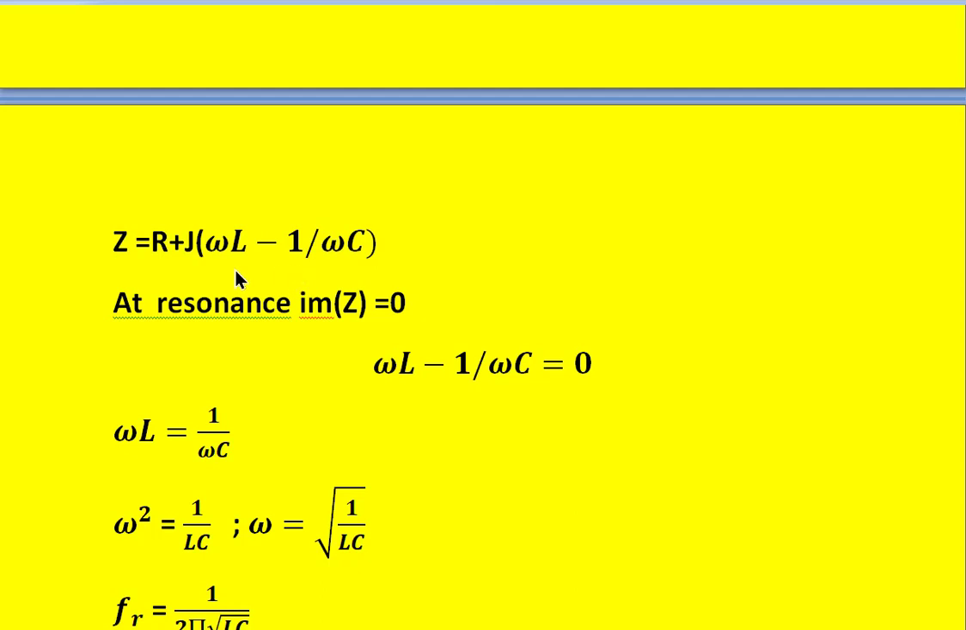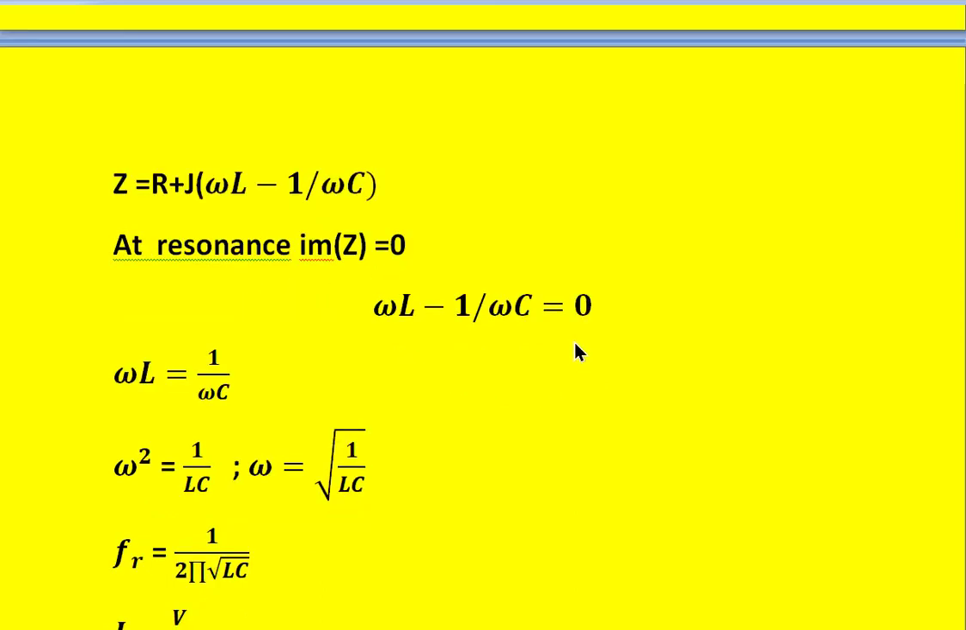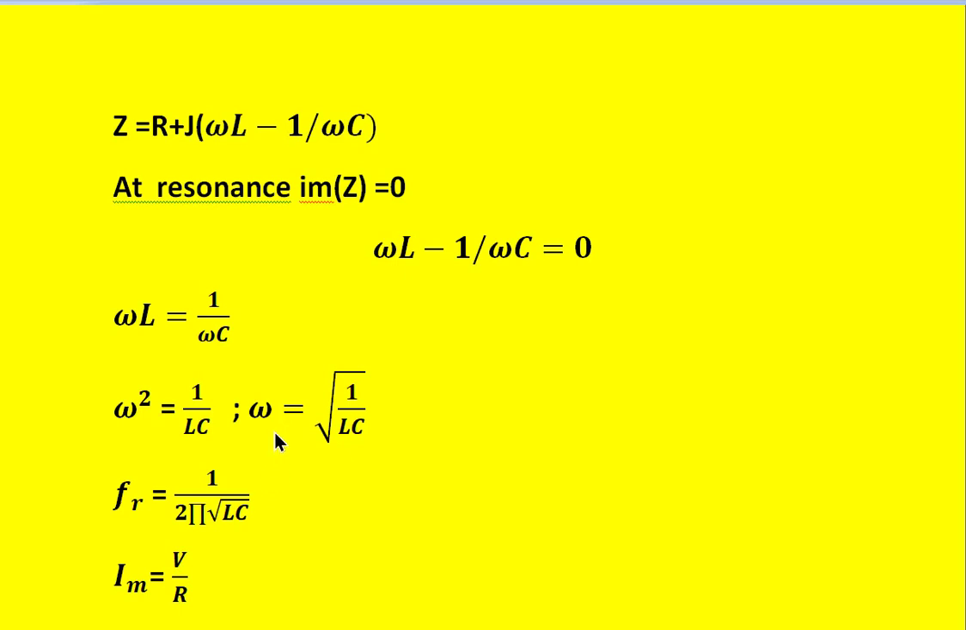From this, transfer omega to the left and L to the right side. Then we get omega square is equal to 1 by LC, and omega is equal to root of 1 by LC, or 1 by root LC. This omega corresponds to the angular resonance frequency. When we express this in the form of frequency, we know omega is equal to 2 pi f. So we can say resonance frequency Fr is equal to 1 by 2 pi root LC.